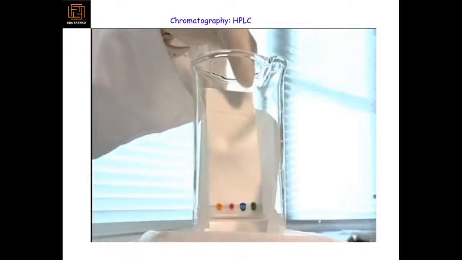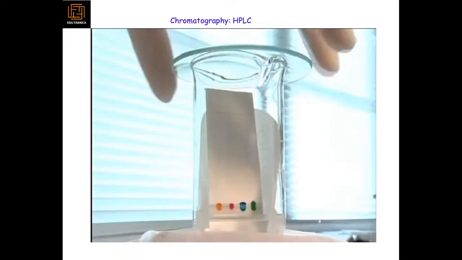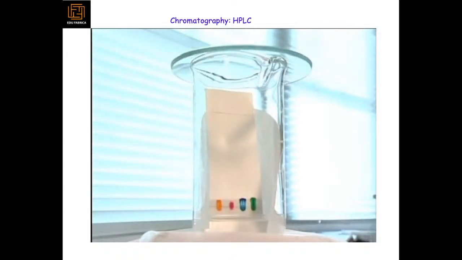It can also be used to find the relative amounts of different components in a mixture. HPLC works on the same principle as paper chromatography, here shown speeded up. A liquid, called the mobile phase, moves past a solid, the stationary phase. In paper chromatography, this stationary phase consists of water molecules bound to the cellulose in the paper.